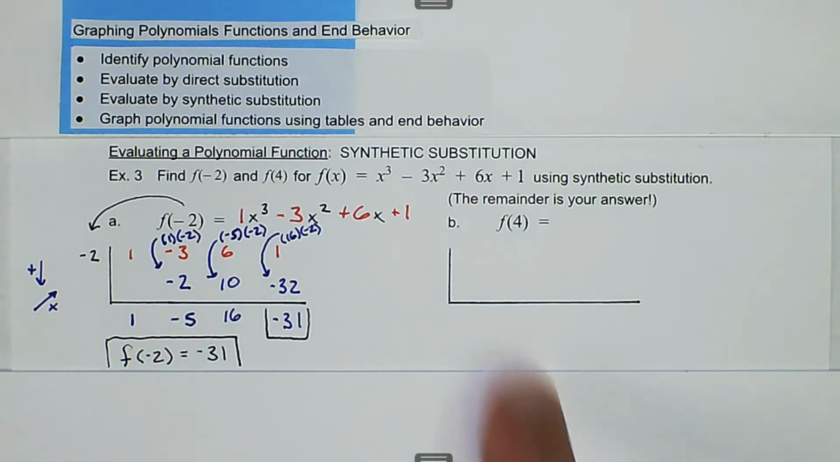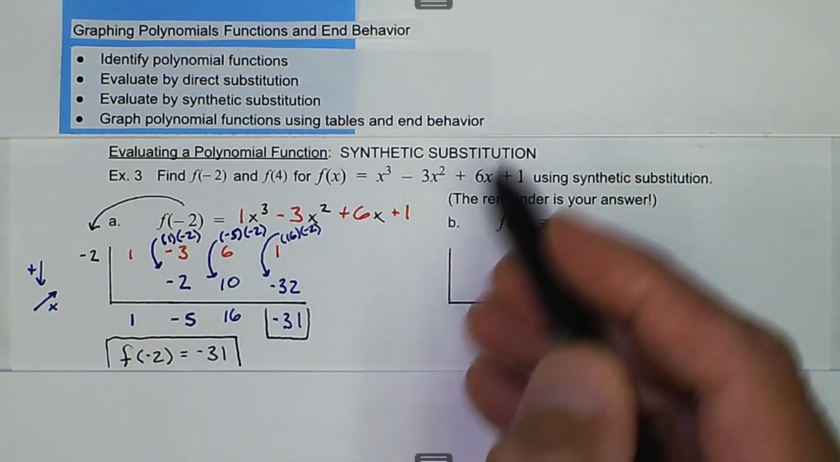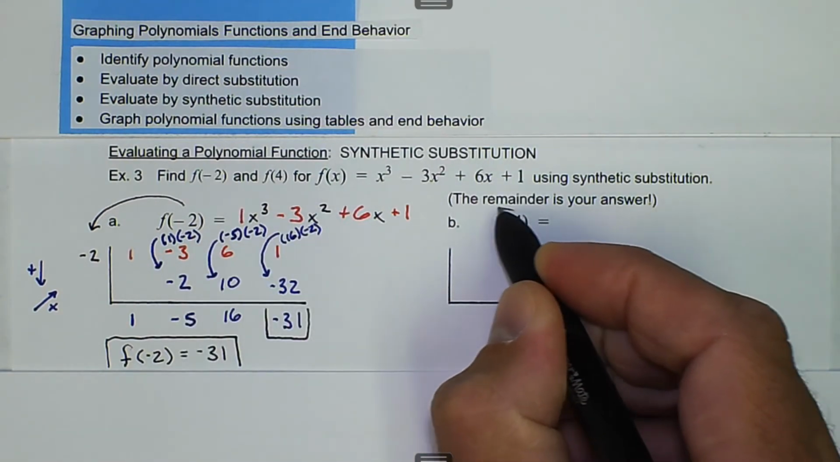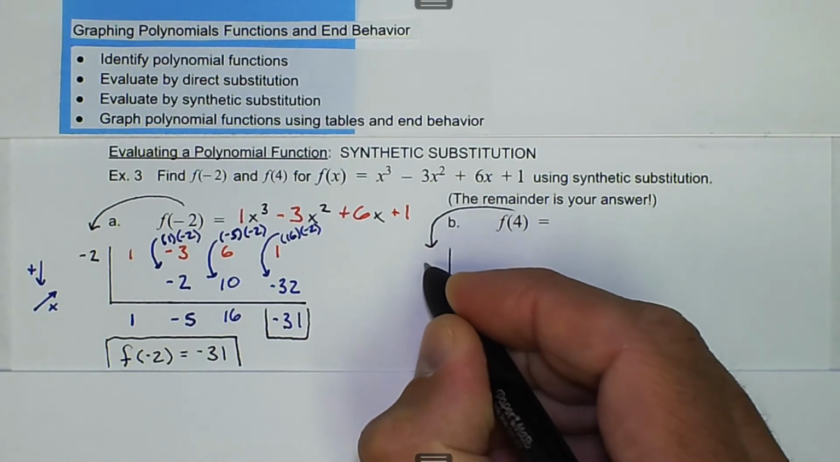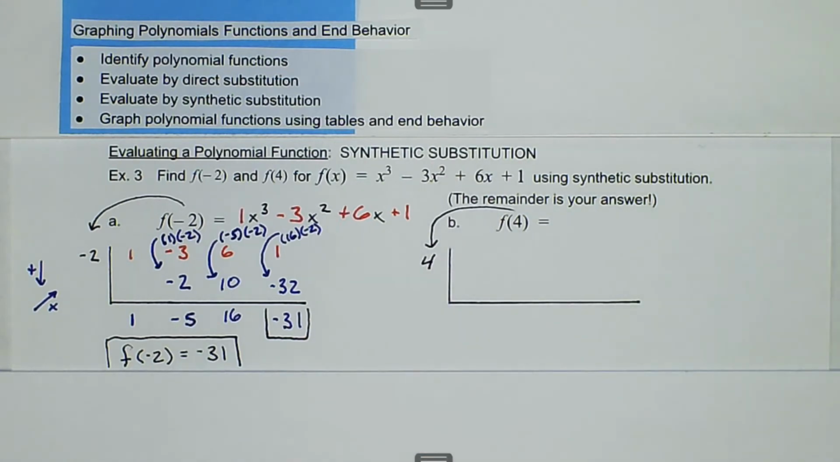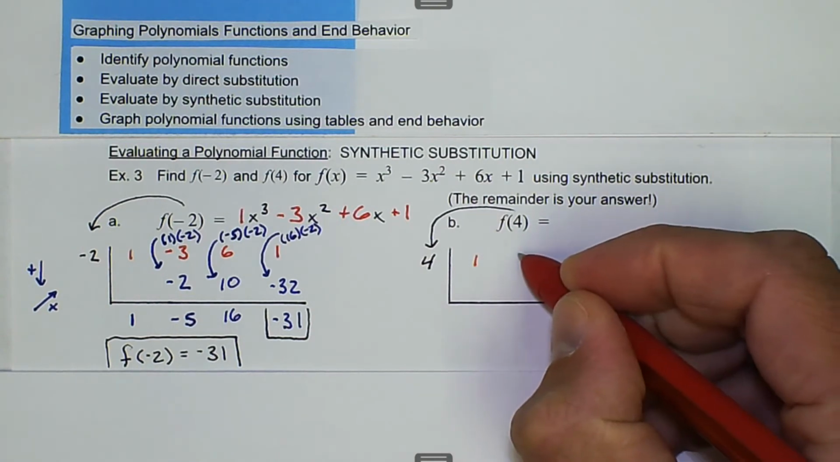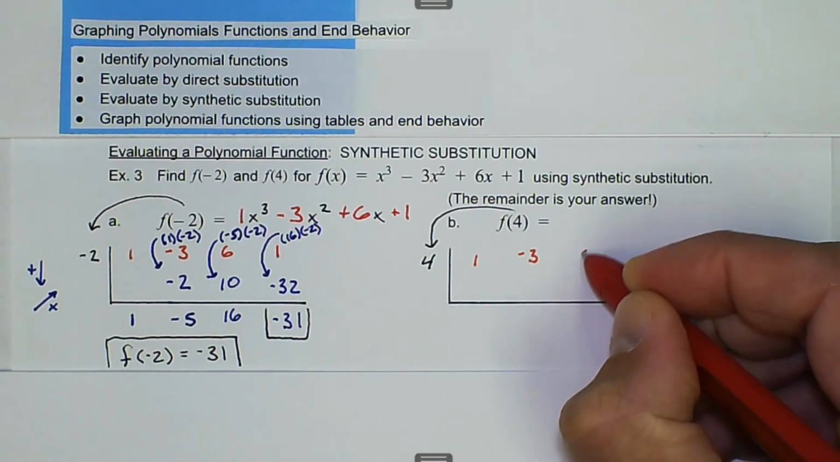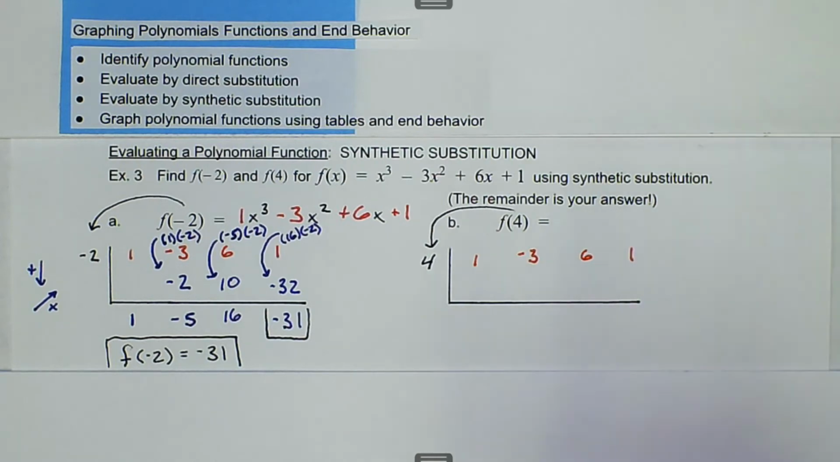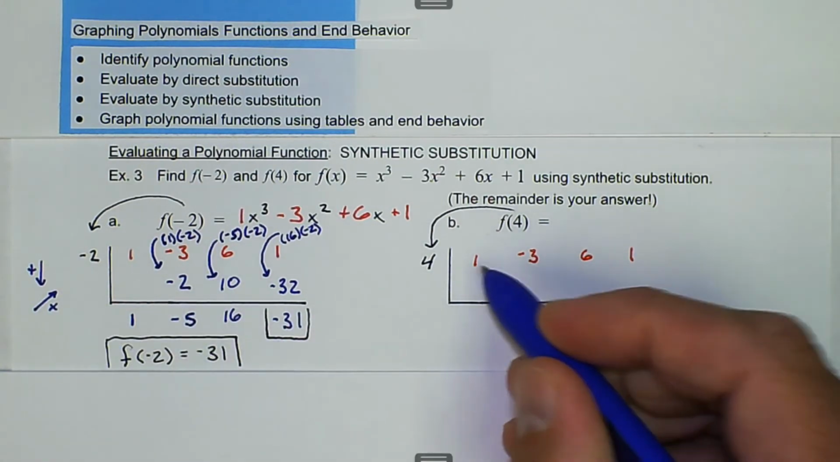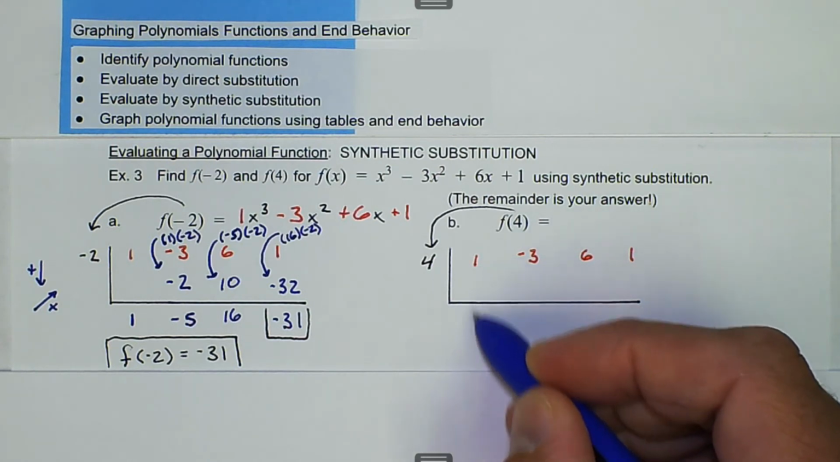And we can do it again. This time we're going to evaluate at 4, and we're going to use the same coefficients that we had before, because we're evaluating the same function. What we're trying to evaluate at goes outside, and then our coefficients go inside. So we have 1, -3, 6, and 1. Again, we're going to add down and multiply on the diagonal. So 1 plus 0 is 1.